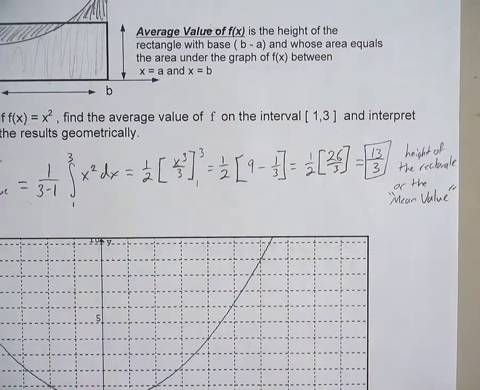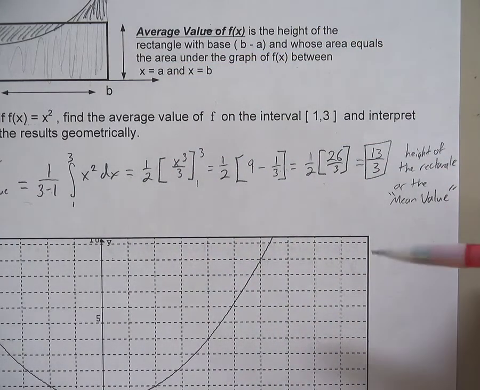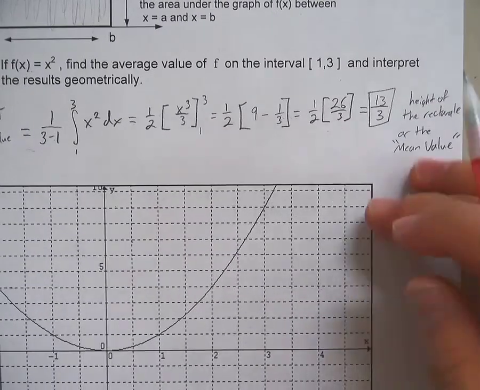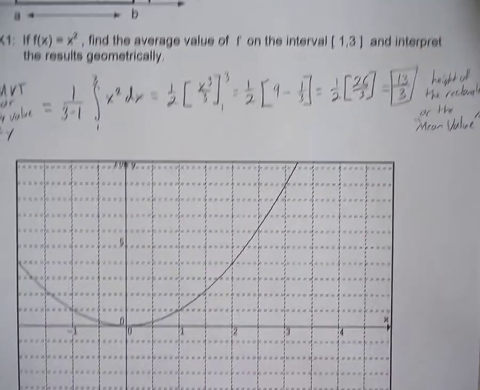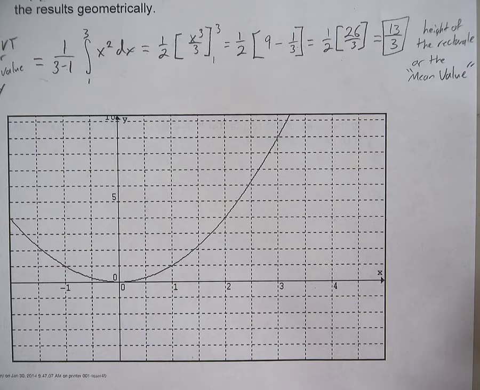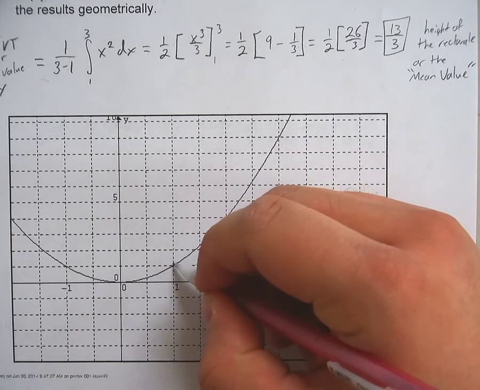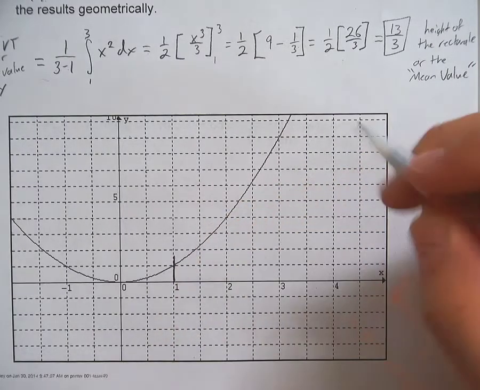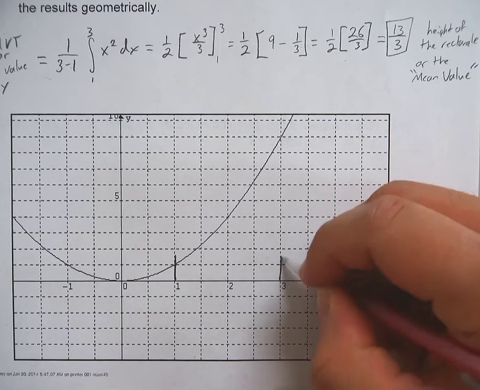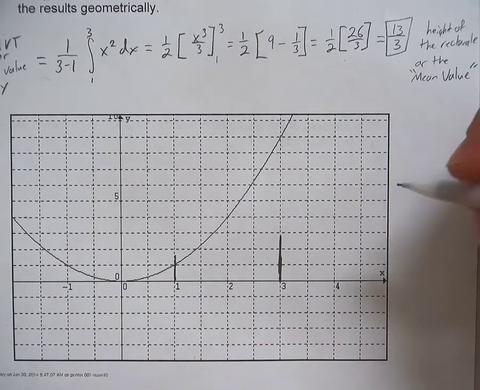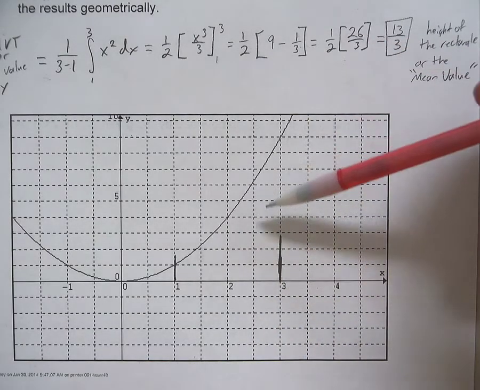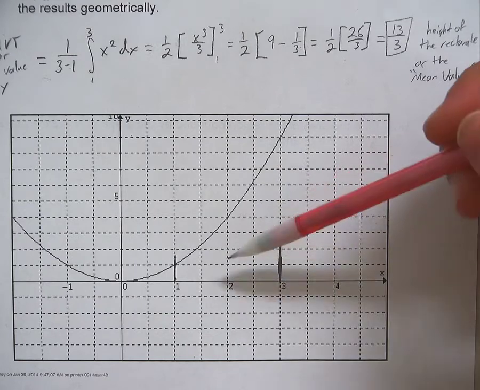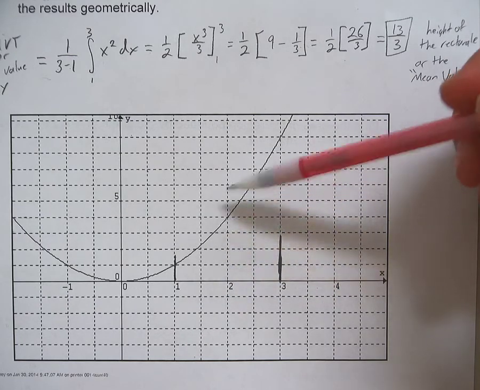So let's look at what this means graphically, right? Pull this up here just a little bit. So let's figure out what this is going to be. We've got from 1 to 3. And what they're saying is that the area under this curve from 1 to 3 at some point is going to be the area of a rectangle in here.